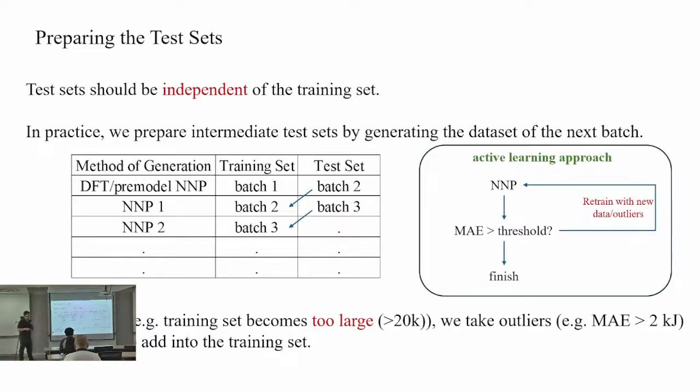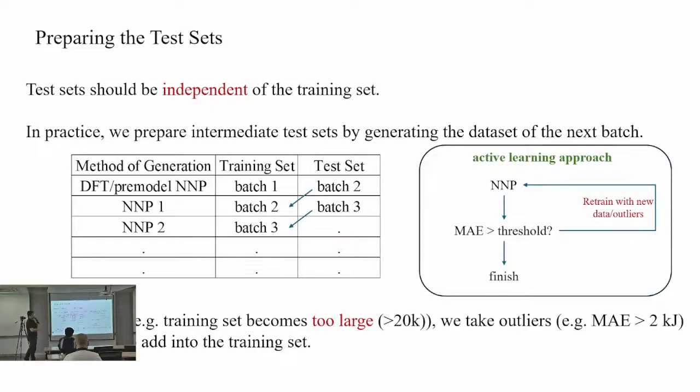Now, let's say from the testing, we see that there are a lot of outliers, right? That means the model is not good enough yet. So what we do is take those test sets, in practice the outliers, and add them to the training set. This is what we call the active learning approach. We continually improve the NNP by adding the data that were not predicted well by the model until the overall MAE, the mean absolute error, reaches a particular threshold that you set.